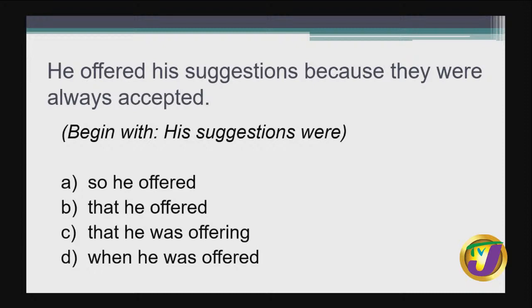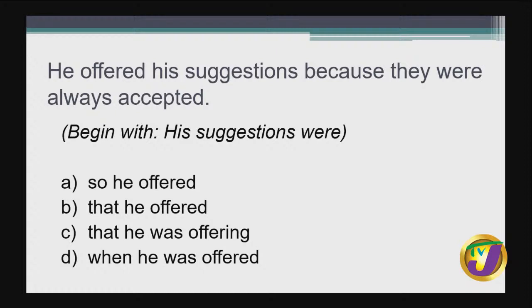Always accepted, yes. So that would be the first meaning portion of your sentence. His suggestions were always accepted. How now are you going to include the part where it says he offers them on that condition? Are you going to use so he offered? Are you going to use that he offered? Are you going to use that he was offering? Or are you going to use when he was offered? One of those definitely cannot work. I hope you can see which one definitely cannot work.